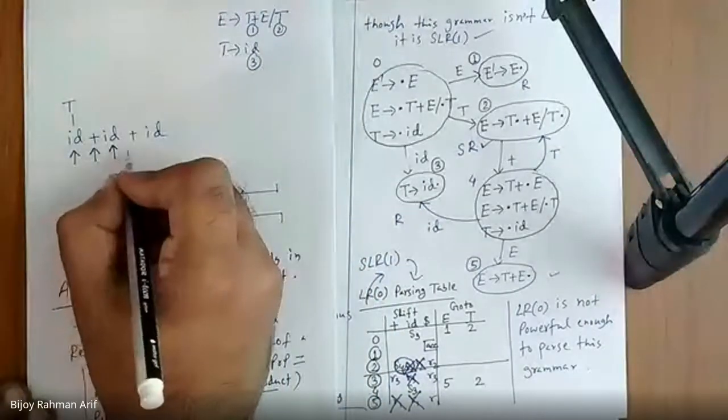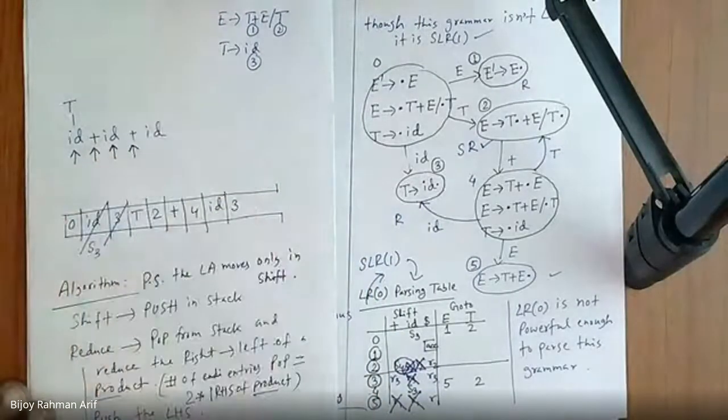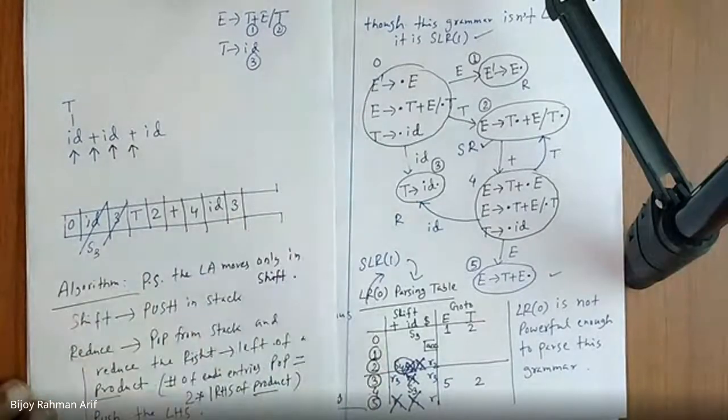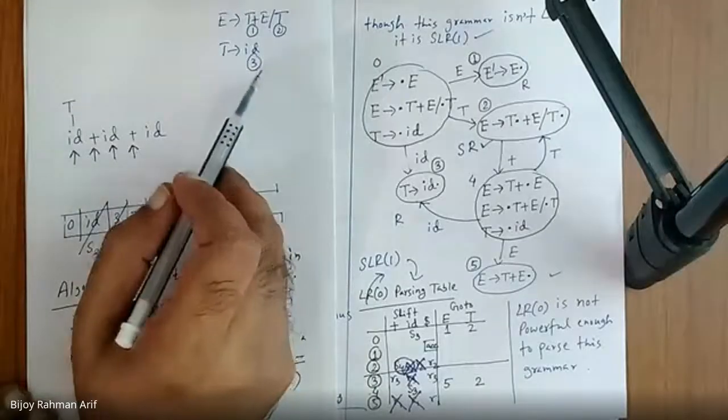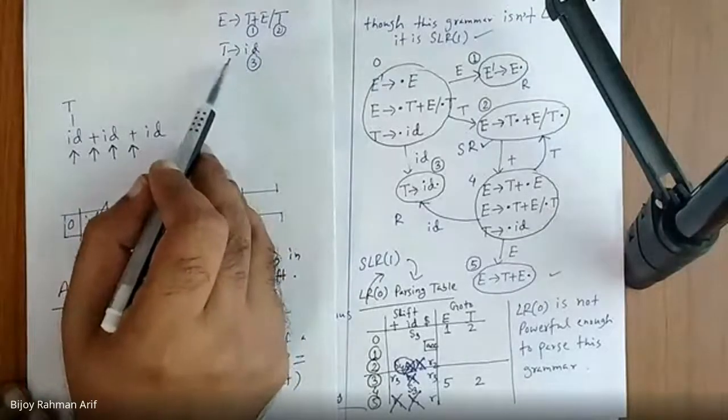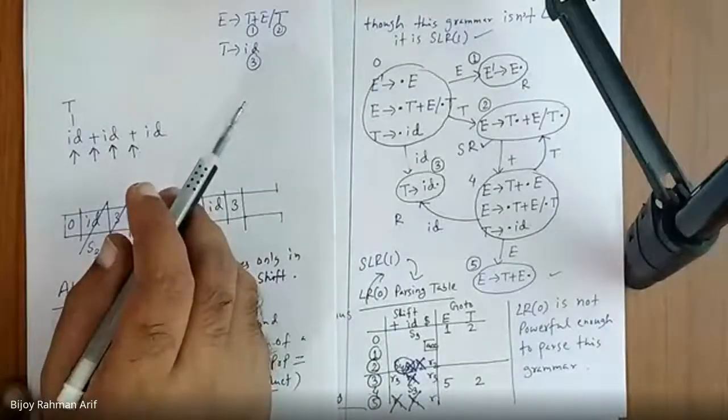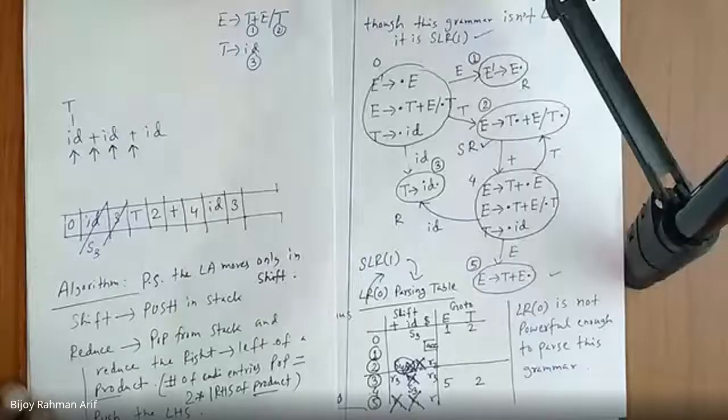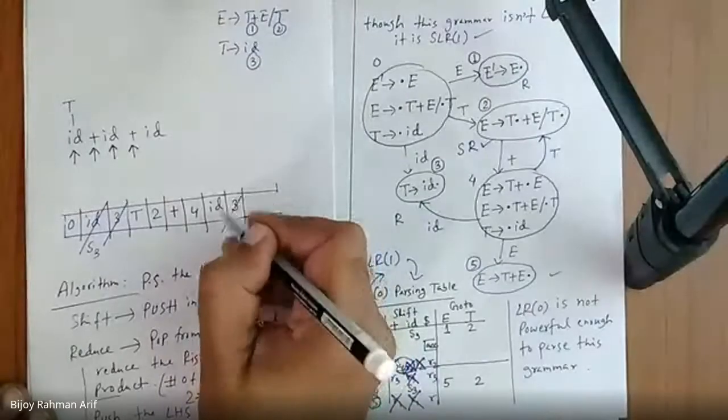As it is shift, the look ahead is going to move. Now 3 seeing plus. What is the entry? R3. Reduce 3. So I'm going to reduce using rule number 3. What is rule number 3? T derives ID. So what is the cardinality of RHS? 1. So how many entries am I going to pop? 2.